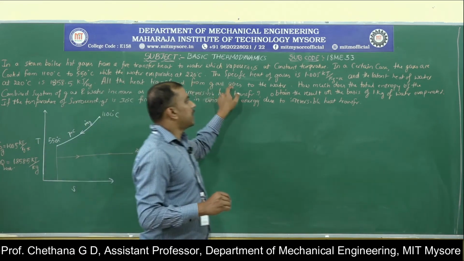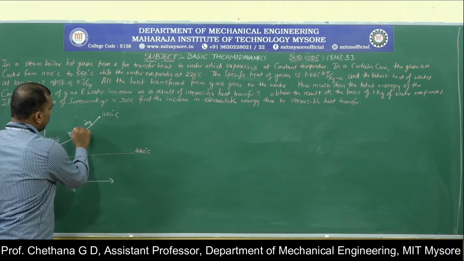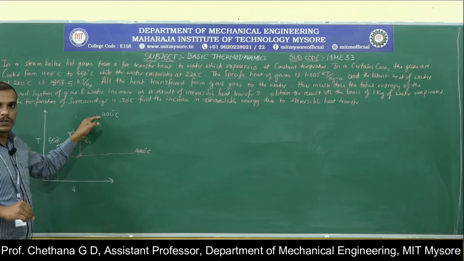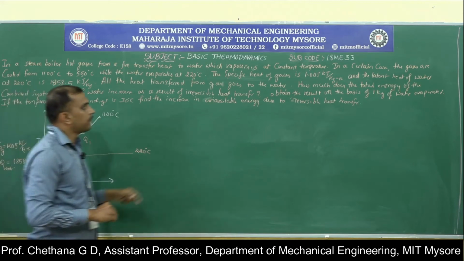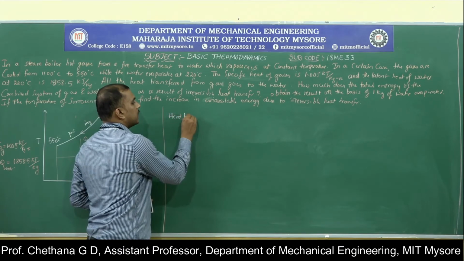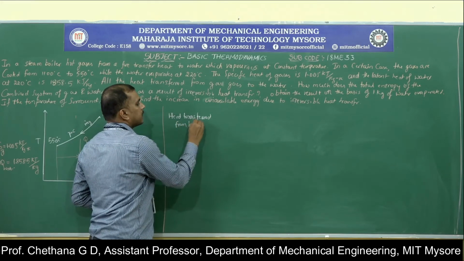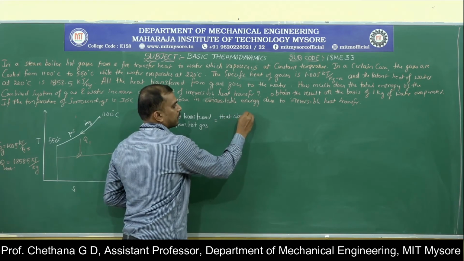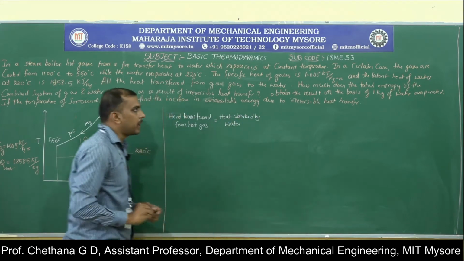All the heat transferred from the gas goes to the water. So, we need to assume that Q1, the amount of heat which the gas is losing, must be equal to the amount of heat which is gained by water. Okay. That we can write: heat transferred from hot gas must be equal to heat absorbed by water, or you can say simply working fluid.